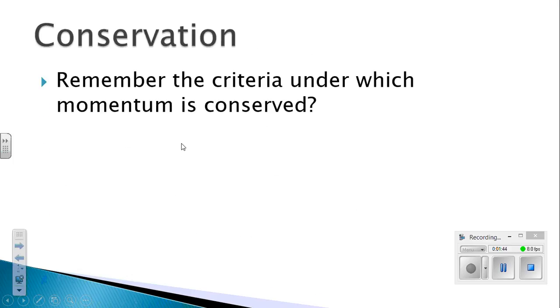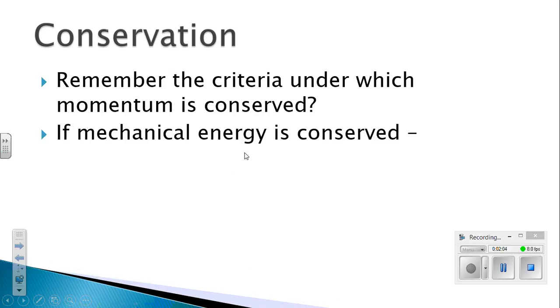The criterion under which momentum was conserved was, again, that we have an isolated system. That means that there are no forces coming from outside into the system, and no forces leaving the system either. So whatever momentum is in there stays in there, and the same thing will be true of energy. If the mechanical energy is conserved, nothing is coming from the outside or getting out from the inside.